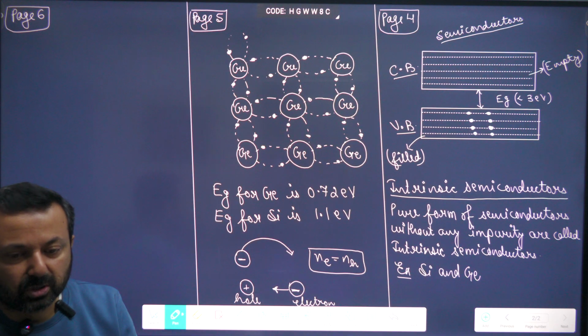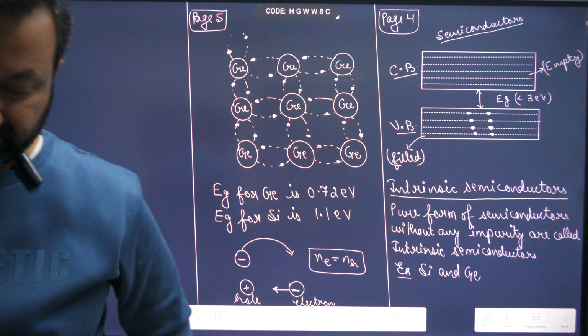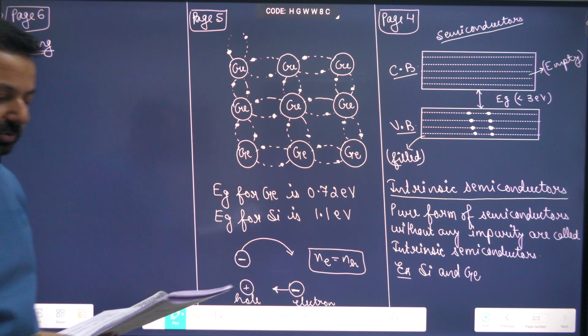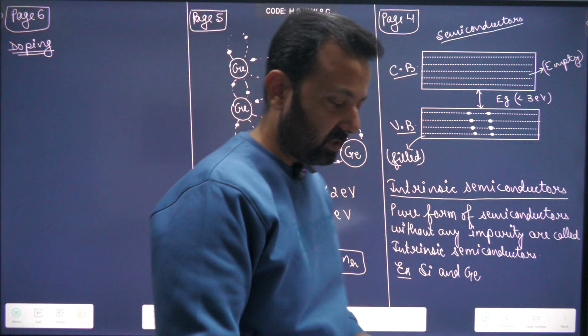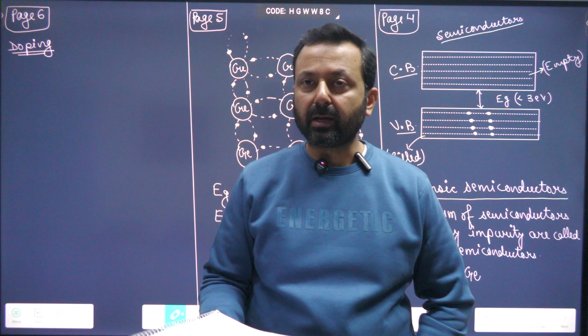Now, the next topic is doping. Doping, D-O-P-I-N-G. What is doping? Doping is a process of addition of desirable impurity atoms to a pure semiconductor to modify its properties in a controlled manner. The impurity atoms added are called dopants.